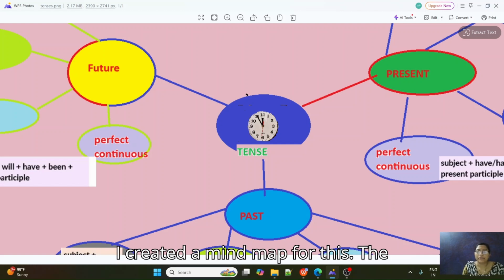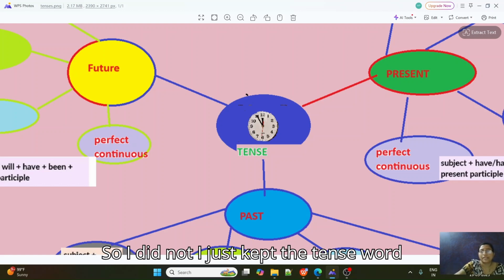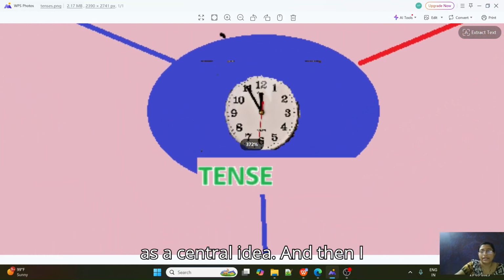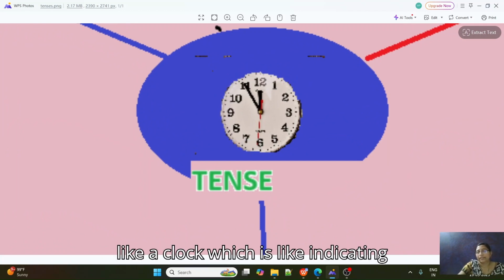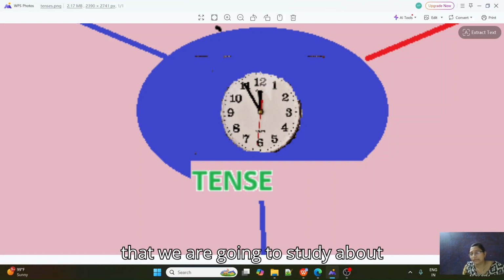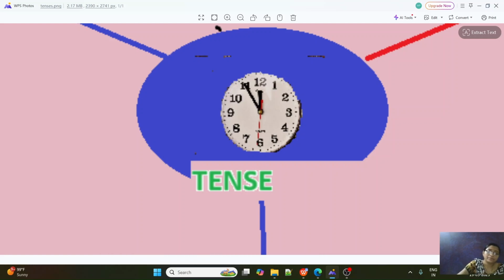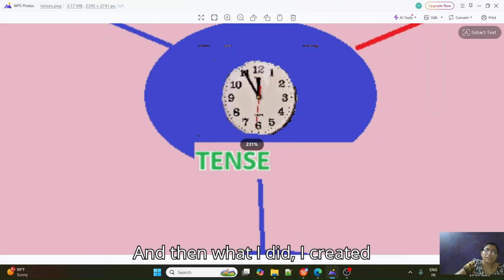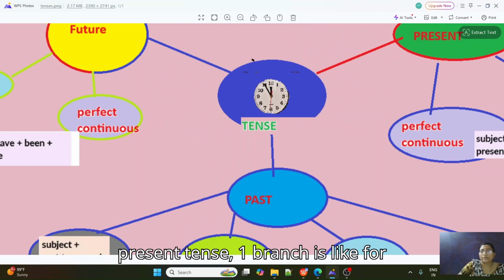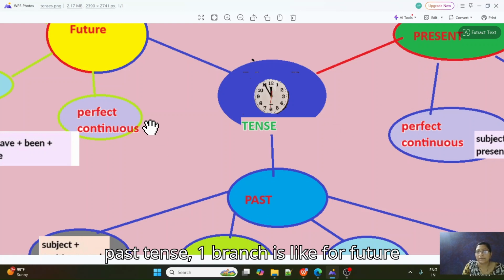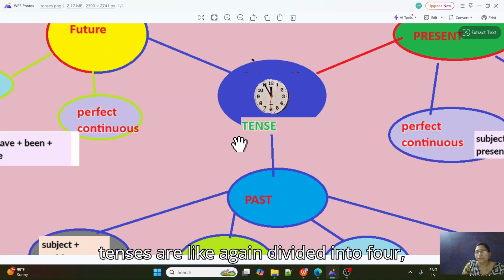So I created a mind map for this. The central idea of the mind map is tenses. So I just kept the word tense as the central idea. And then I kept the image of a clock, which indicates we are going to study basically time in the English language. And then what I did, I created three branches. One branch is for present tense, one for past tense, and one for future tense. And again, these tenses are divided into four, right?